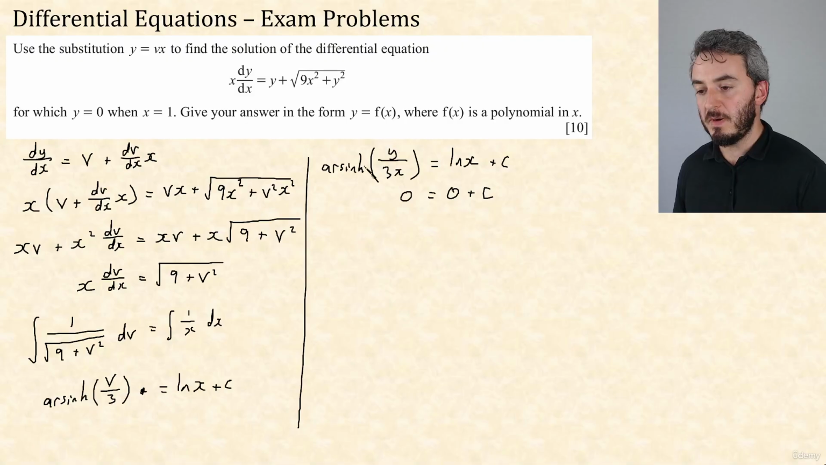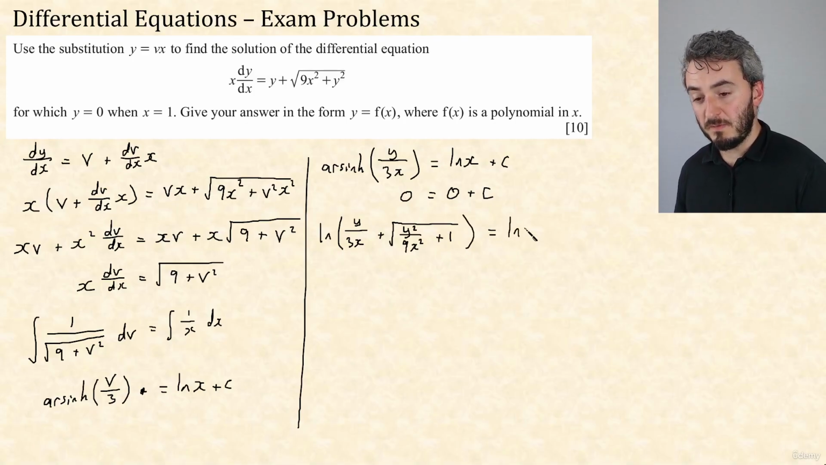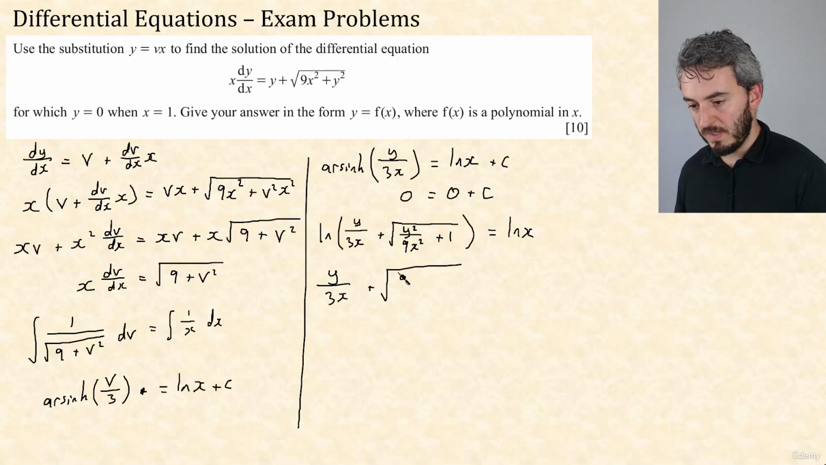All right. Okay, we want the answer in polynomial form. But look, arsinh has a logarithmic form. Arsinh is ln of y over 3x plus root of that squared plus 1. So that's y squared over 9x squared plus 1. That is what arsinh is. And so now we'll just cancel the lns from both sides. So it's y over 3x plus root y squared over 9x squared plus 1 equals x.